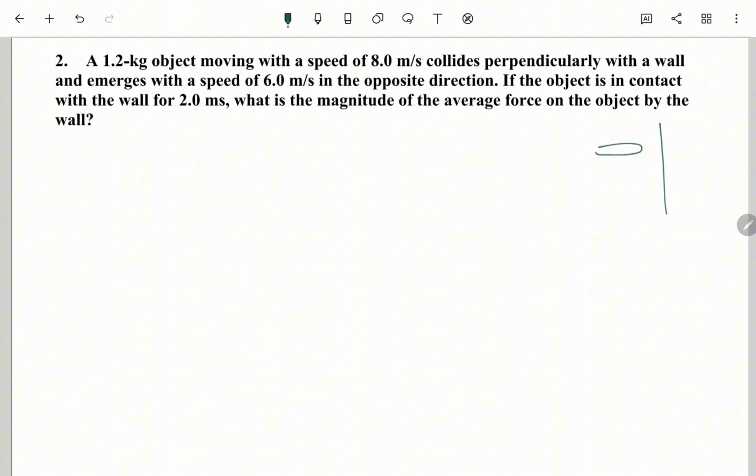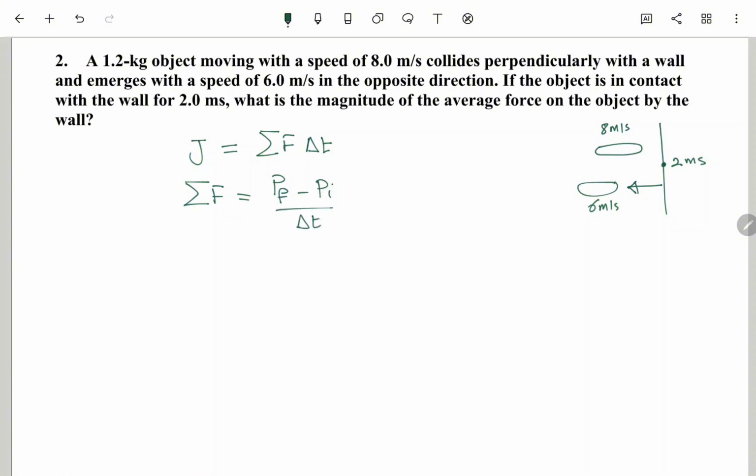Now let's just represent the situation here. This object collides with the wall with velocity equal to 8 meters per second. Now it bounces back with velocity equal to 6 meters per second, and the contact time delta t here is equal to 2 milliseconds. Now to find the impulse, impulse is actually equal to the net force, that's what we're looking for, times delta t. Now the net force is equal to the impulse, in this case P final minus P initial over delta t, or the mass of the object times the velocity.